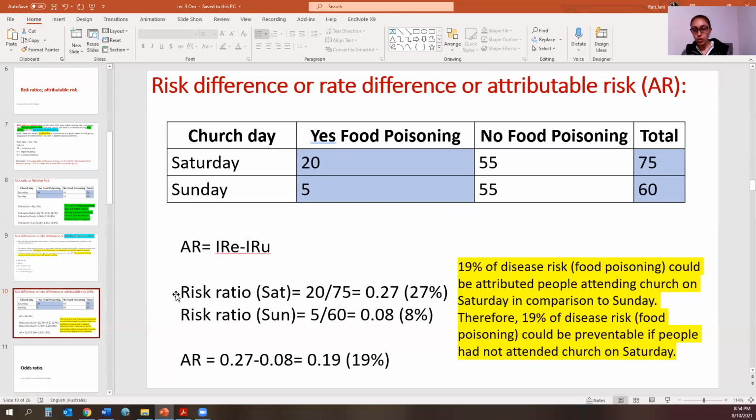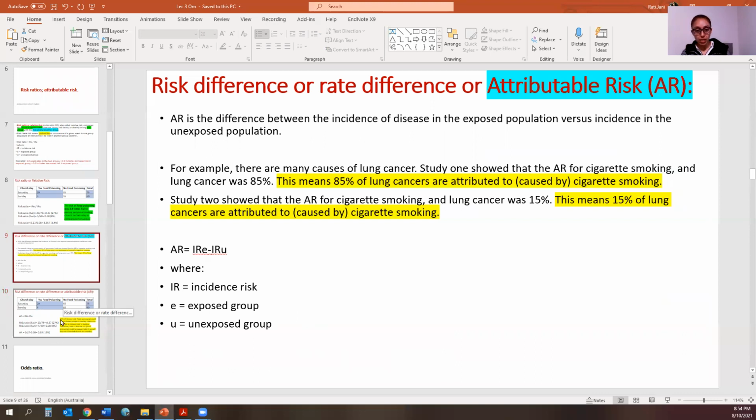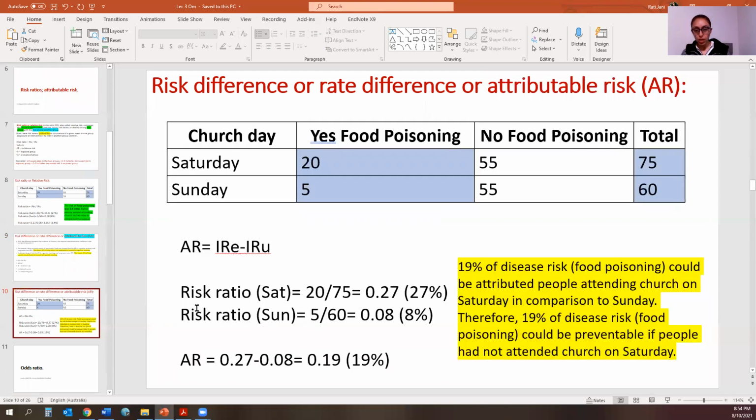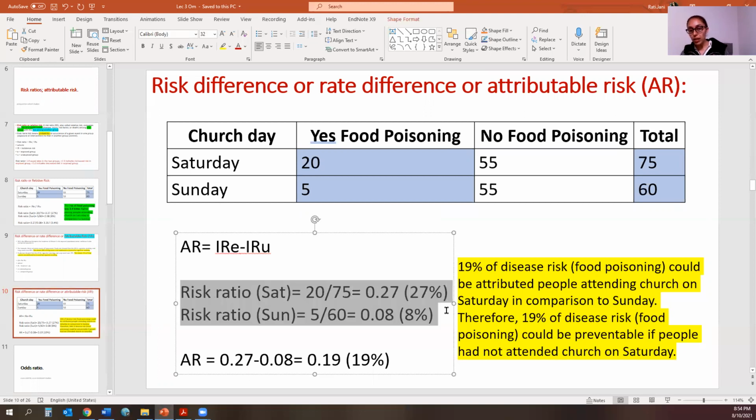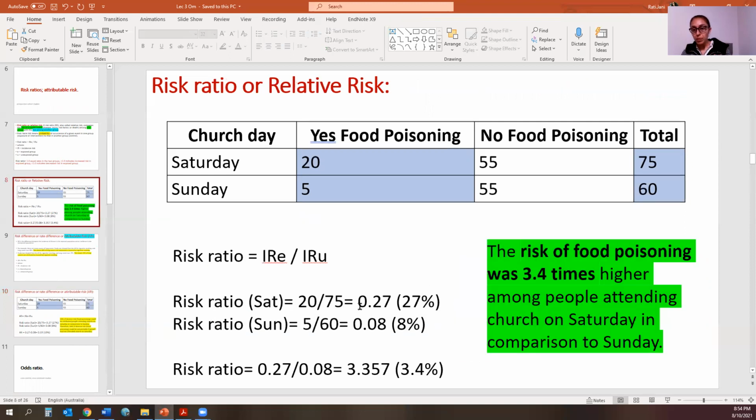Oh, sorry, I accidentally switched the slide. Yes, the first thing you do is calculate your risk ratio, which is the same as the earlier calculation. So what did you end up with? Saturday being 27%, Sunday being 8%. Is this what we had when we calculated risk ratios? Let us see. Saturday being 27%, Sunday being 8%. So yes, you have calculated that.